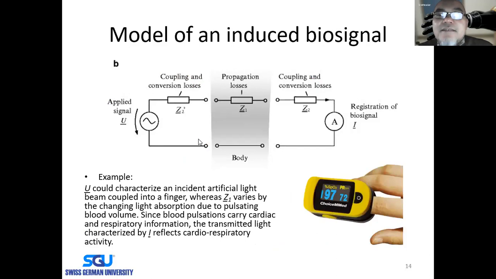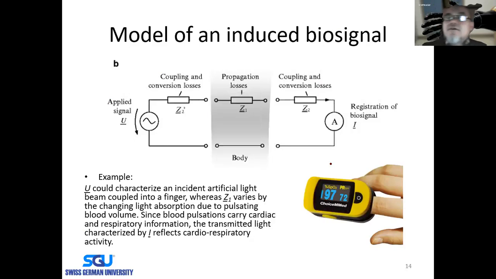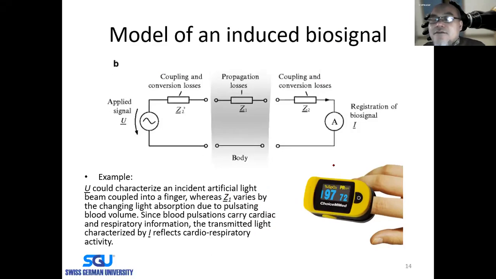Okay, this is another example of an instrument with an artificially induced signal. The U here characterizes an incident artificial light. This is a pulse oximeter, which everyone knows, used to know the level of oxygen inside our body. Nowadays this is particularly important because of COVID-19, to monitor the oxygen level in our blood to know whether our lung is functioning well or not.